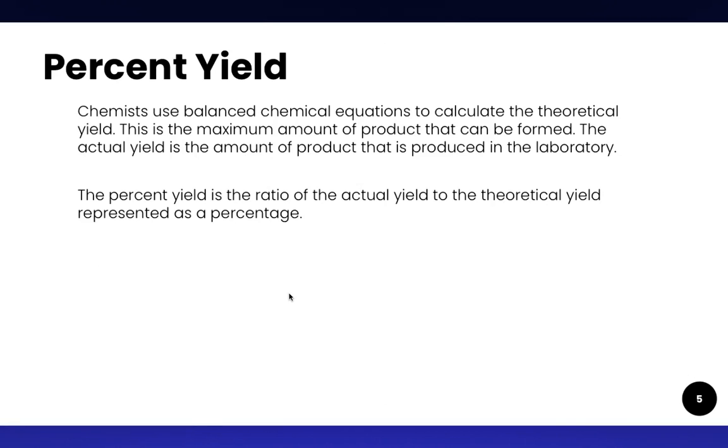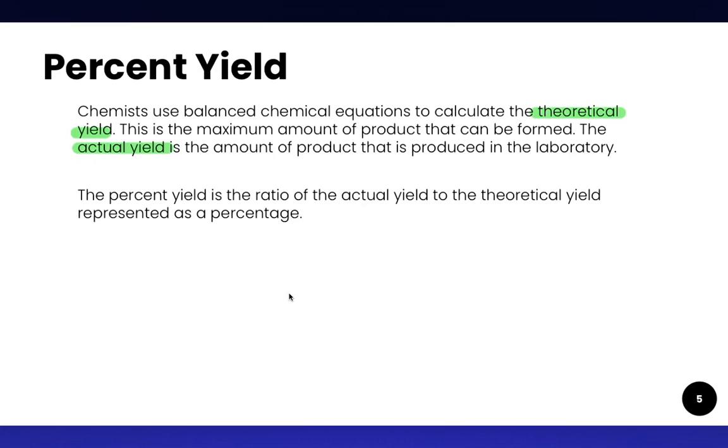You should be feeling pretty comfortable with these stoichiometry calculations by this point. So we're going to throw some new vocabulary words in there. Chemists use balanced chemical equations just like you've been doing, and those numbers that you've been calculating are actually called the theoretical yield. So this is the maximum amount of product that can be formed. But the actual yield is the amount of product that is produced in the laboratory. So we've got the theoretical yield and then the actual yield.